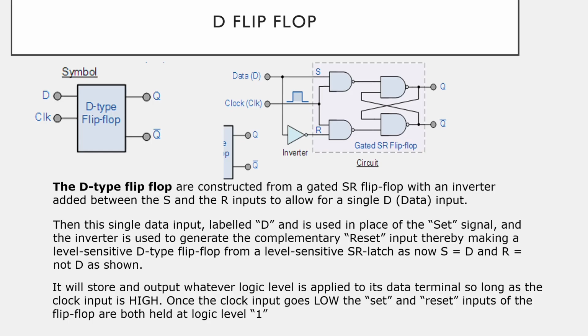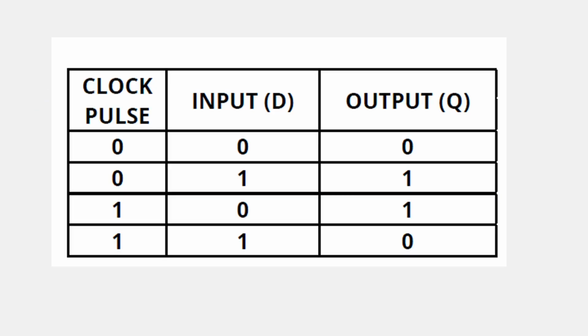It will store and output whatever logic level is applied to its data terminal, so long as the clock input is high. Once the clock input goes low, the set and reset inputs of the flip-flop are both held at logic level 1. This is a truth table for the flip-flop.